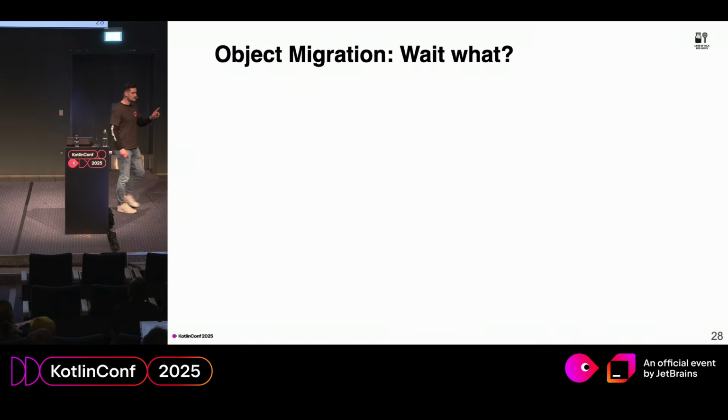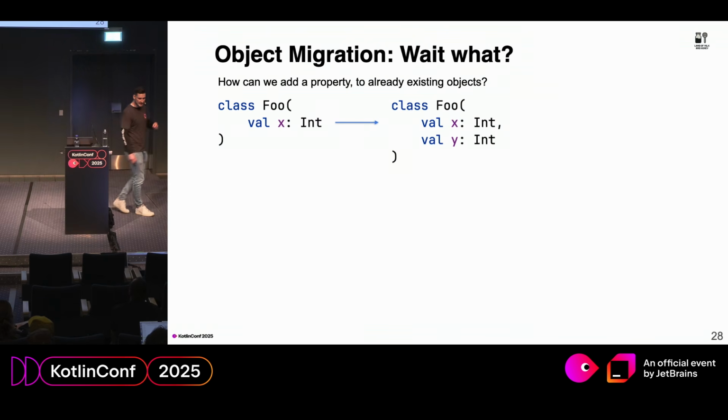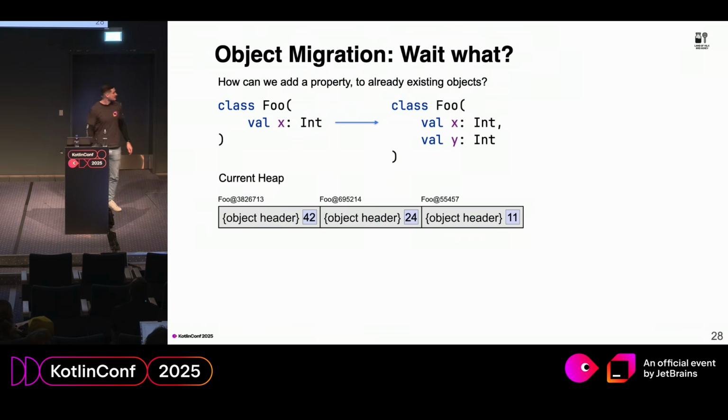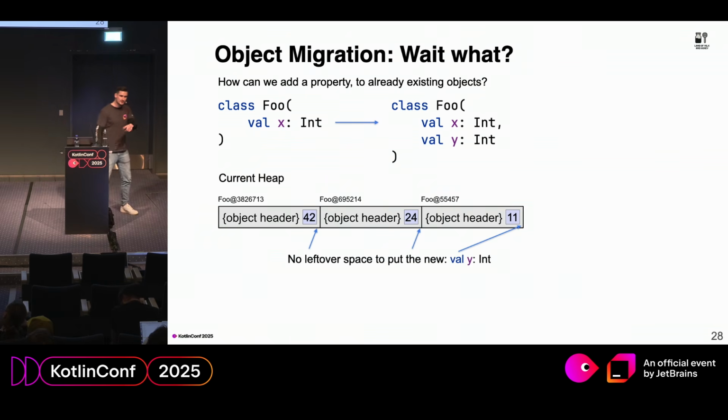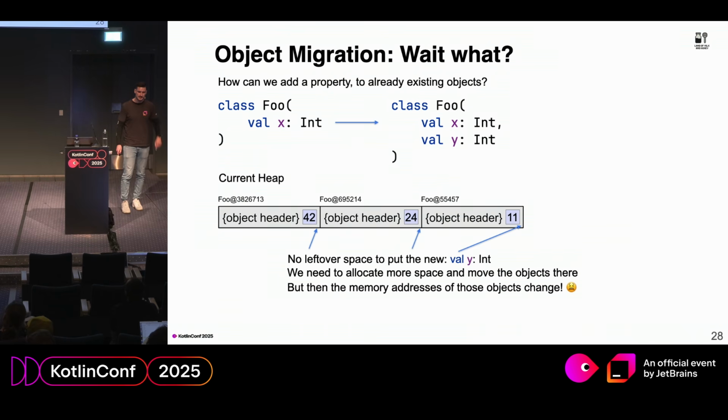Now I talked about object migration. I said it as if it would be possible, but let's think about it. How can we add a property to a class that has maybe already existing objects? The problem is, if you look at our heap, you might see that the JVM has stored all of those instances next to each other in this continuous heap where there's an object header, the first property, the next object header, property, and so on and so forth. And what we'll notice is there is no leftover space where we could put a new property y for all of our existing objects. So that means we kind of need to allocate more space and move the objects there.